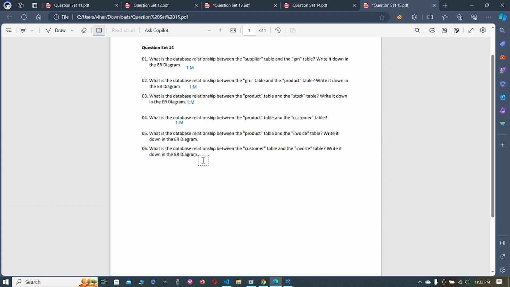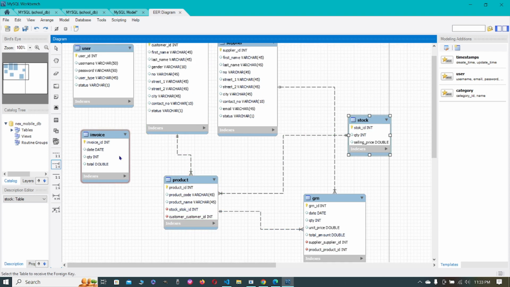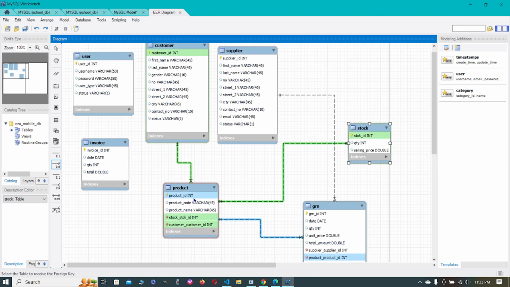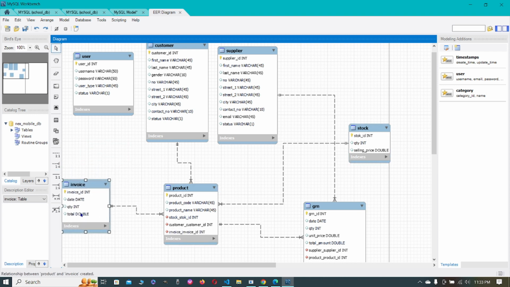And the fifth question, what is the database relationship between the product table and the invoice table? Write it in the ER diagram. So once again, if we consider it from the invoice perspective, we have a one-to-many relationship with the product table. I will mark it in the ER diagram as well. So the invoice table and the product table have a one-to-many relationship.